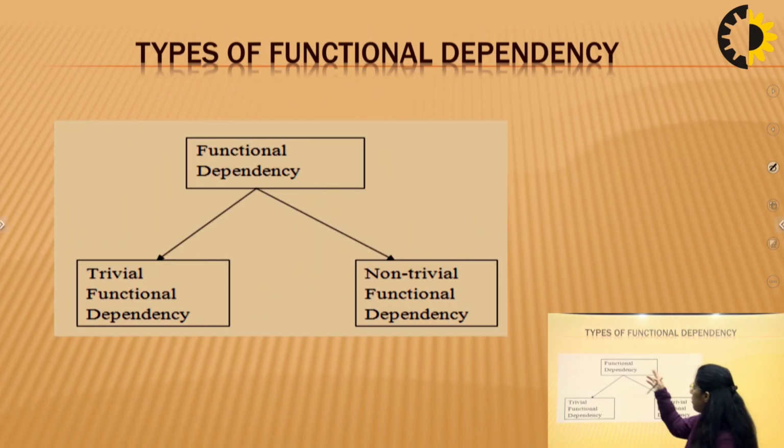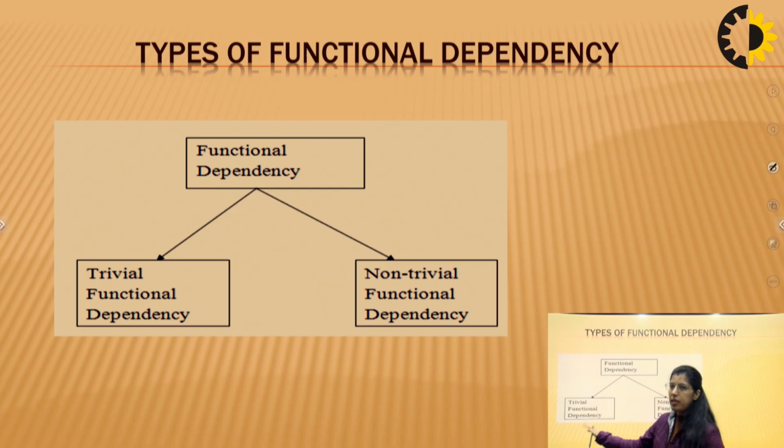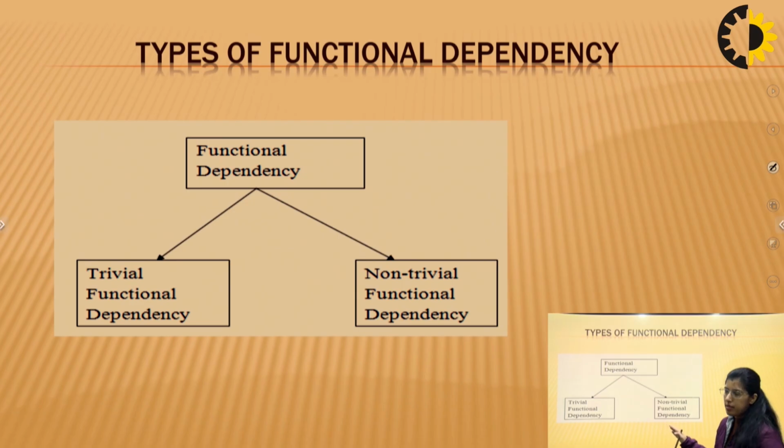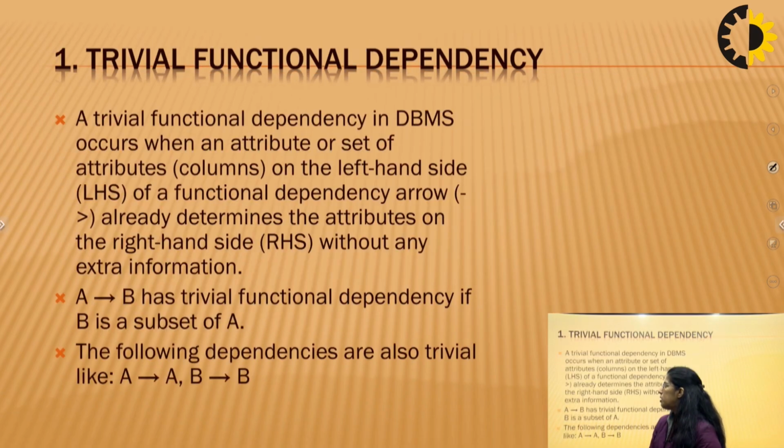So now the functional dependency is of two types. The first one is trivial functional dependency and the second one is non-trivial functional dependency. What does trivial functional dependency mean? It means that in DBMS, when an attribute or a set of attributes on the left hand side of a functional dependency already determines the attribute on the right hand side without any extra information. A to B is a trivial functional dependency if B is a subset of A.